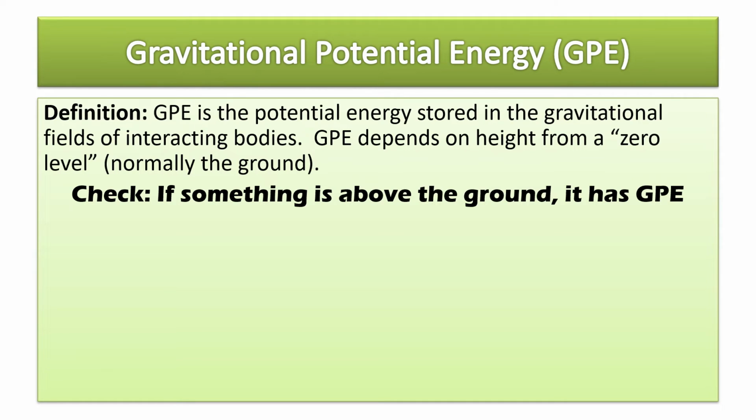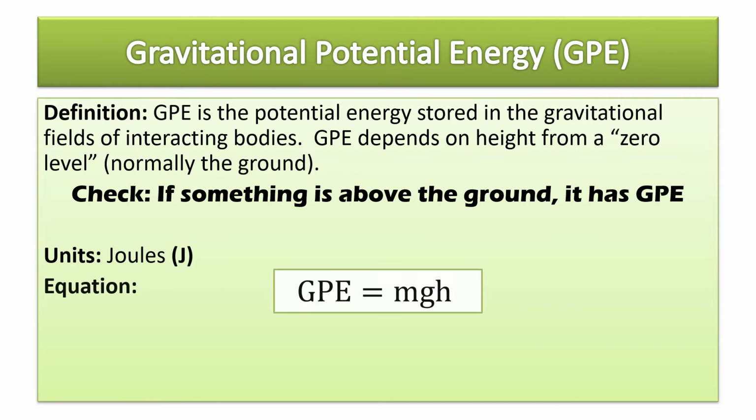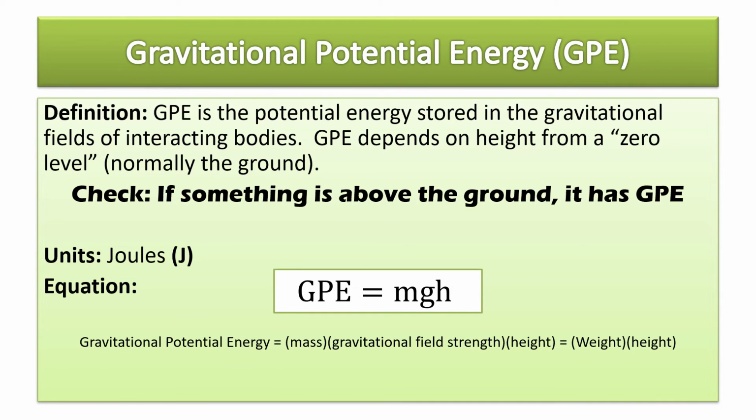Just as a review, do you remember what the check was for the kinetic energy? The check is if the object is moving, it has kinetic energy. For this one, if something is above the ground, it has gravitational potential energy. What do you think we should make the units for gravitational potential energy? Luckily, it's still joules. It's a type of energy, so we just measure it with the same unit, joules. And here is that formula. All right, GPE is equal to mgh. We derived it on the previous slide.